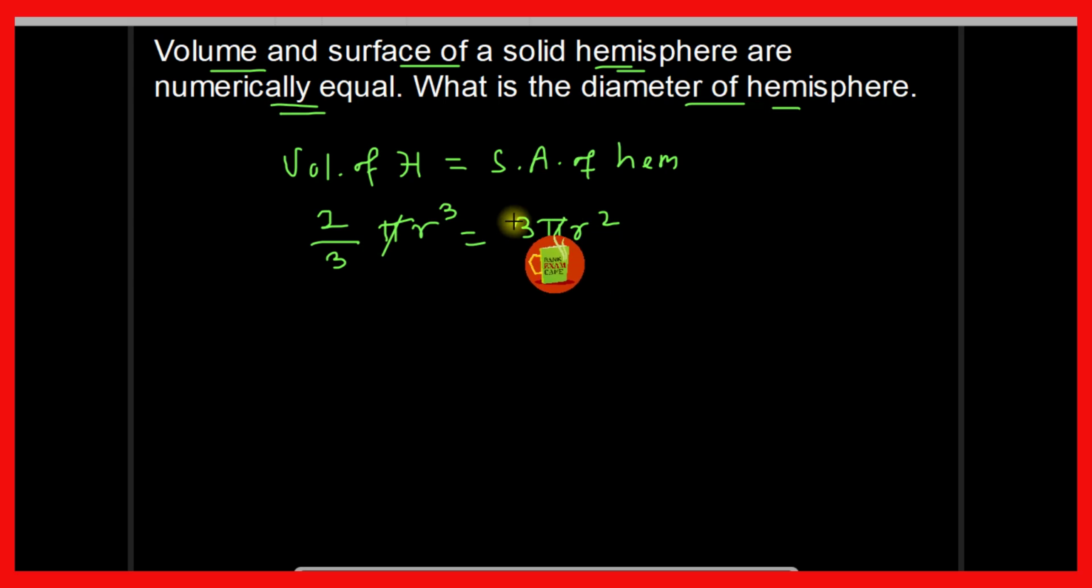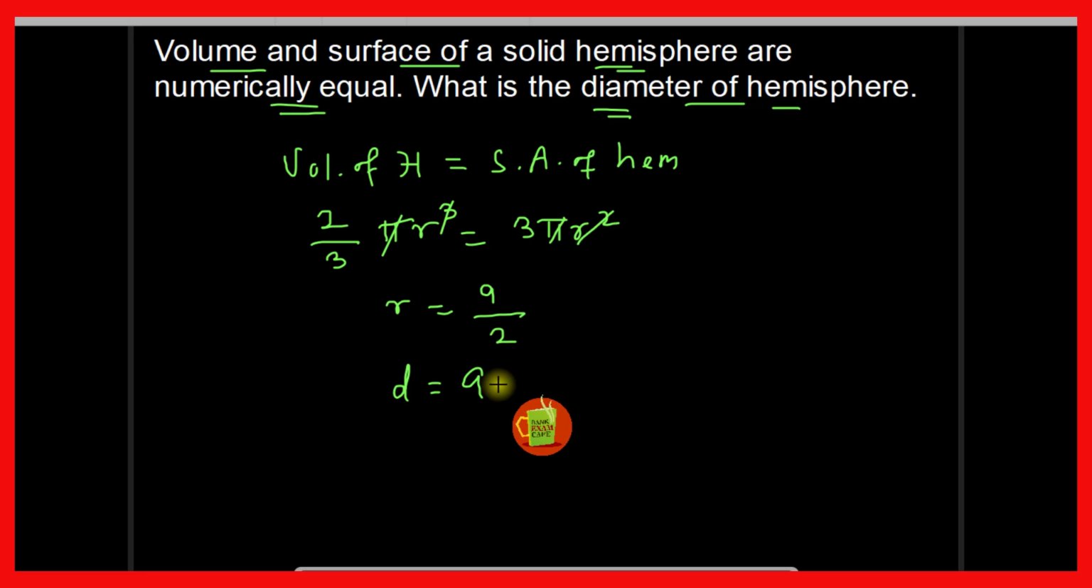So here pi and pi will get cancelled, r square and r square will get cancelled, and so you will get r is equal to 3 3s are 9 by 2. So the radius is equal to 9 by 2, radius of the hemisphere. We have to find the diameter of the hemisphere. So diameter is twice that of the radius. So if you multiply by 2, 2 will get cancelled and you will get it as 9. So the diameter is 9 units. We are just considering the numericals, so we don't know about the units. So diameter will be equal to 9 units.